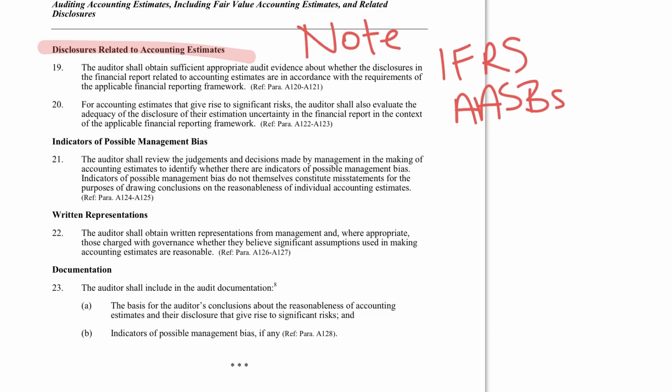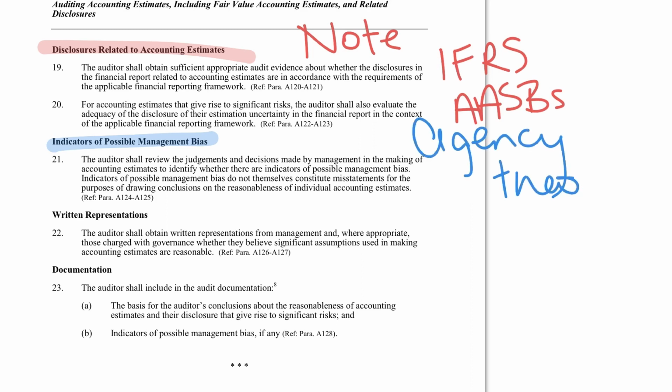Now, of course, you also need to consider the possibility of management bias, and we know that agency theory will come into play here. This is sort of like a tacked on one, but when you're considering how management makes their assumptions and chooses their models, we have to consider the possibility that they're choosing one in particular. If we've had discussions with management, we need to ask to get a written representation that they confirm everything they've said verbally, and then we need to document that all within our working papers.